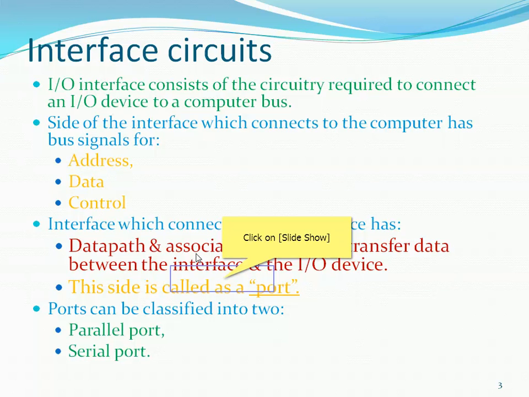The entire hardware we can call a data path, which associates with control to transfer the data between the interface and the I/O devices. So this side connects to the I/O device, and it is called a port. A port, you know, connects the real world to the digital world. Any device, maybe a keyboard, is the real world. Input from the real world wanting to enter the processor can enter only through the port.